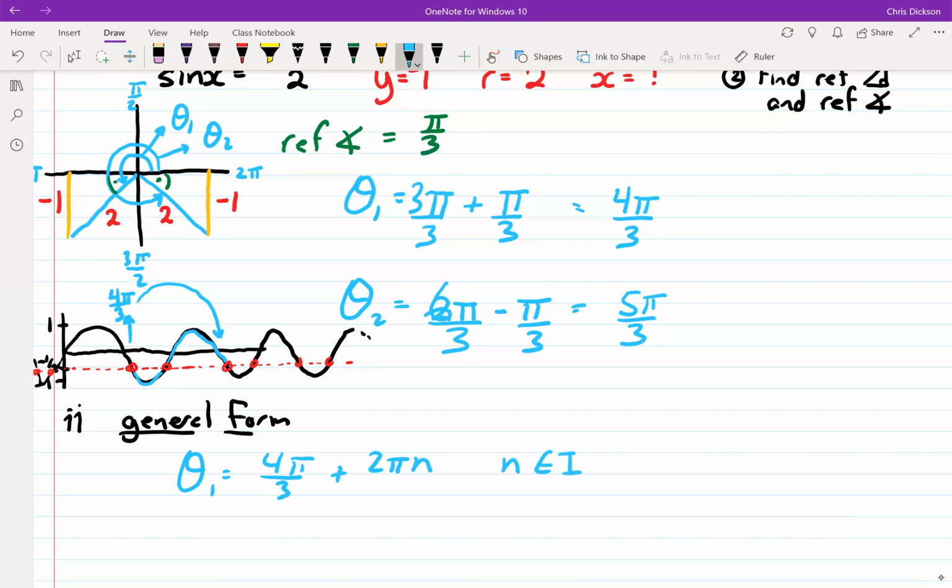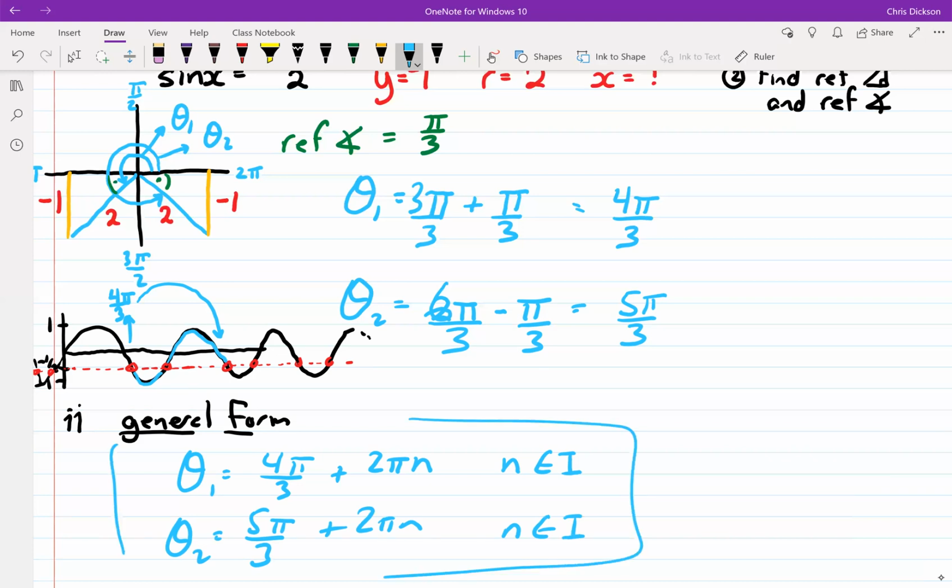And that would give me every possible answer using 4 pi over 3 as my start point, and then moving a distance of a period every time to get the other ones. And then the second angle would be taking 5 pi over 3, adding 2 pi n, where n is an element of I. And so these would be the general solutions that we would get here.